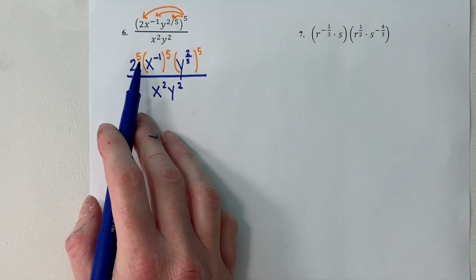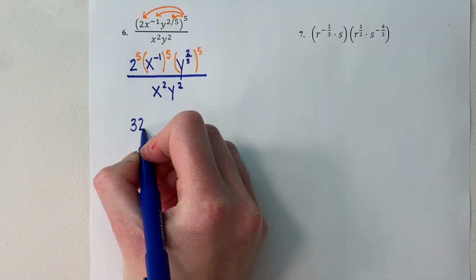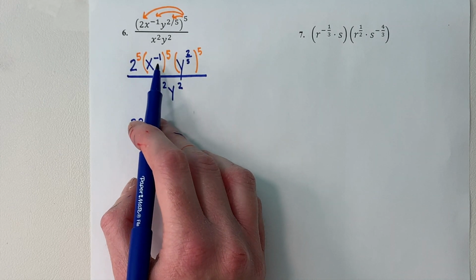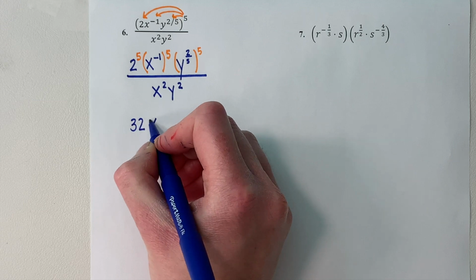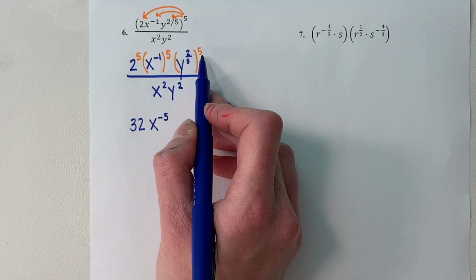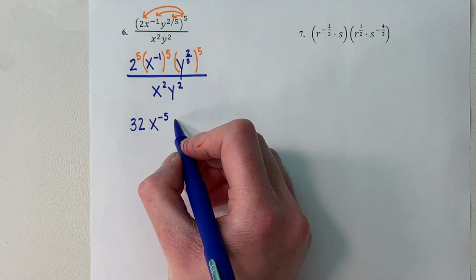Now, 2 to the 5th gives us 32. When we raise a power to a power, we multiply. So negative 1 times 5 will give us x to the negative 5th. Here again, we raise a power to a power, so we multiply. So we'll keep the base.